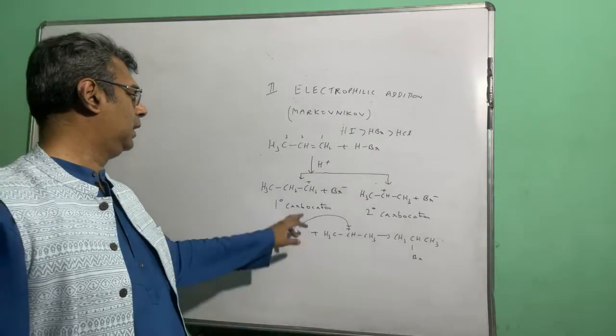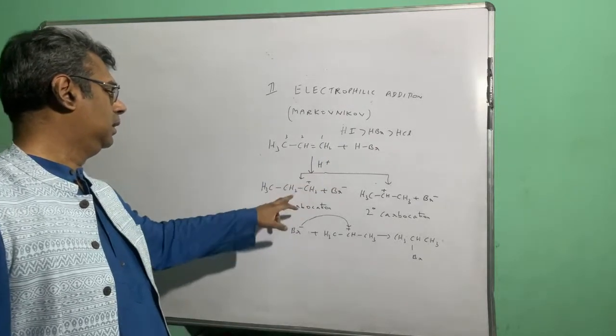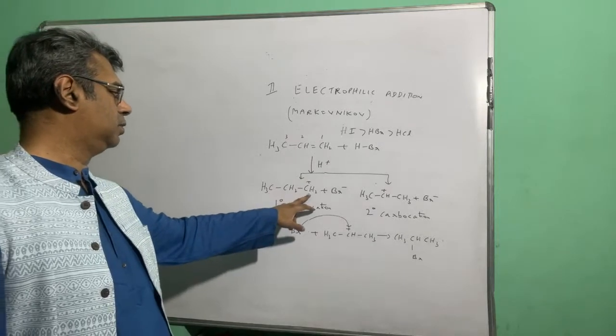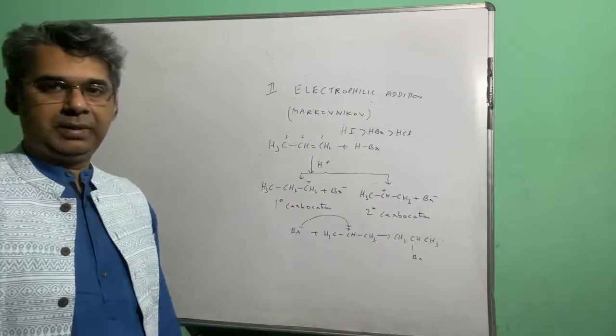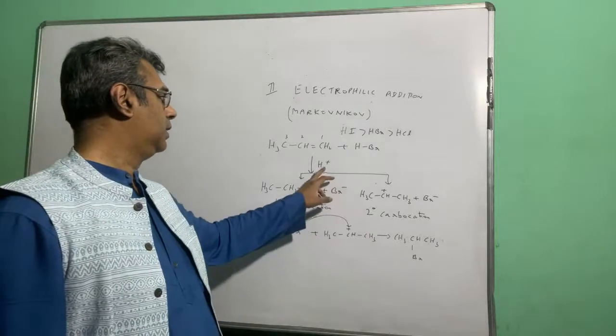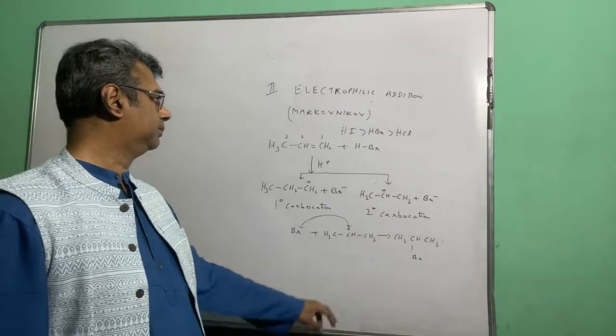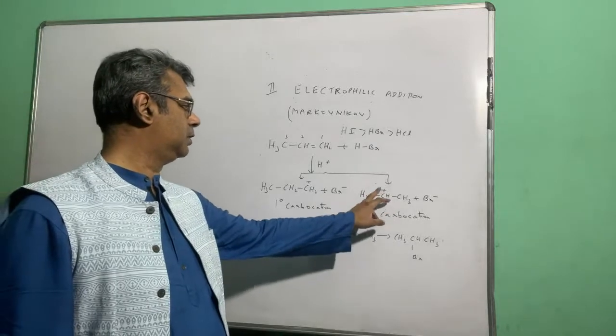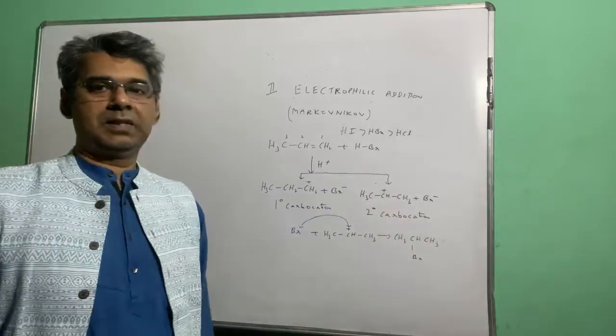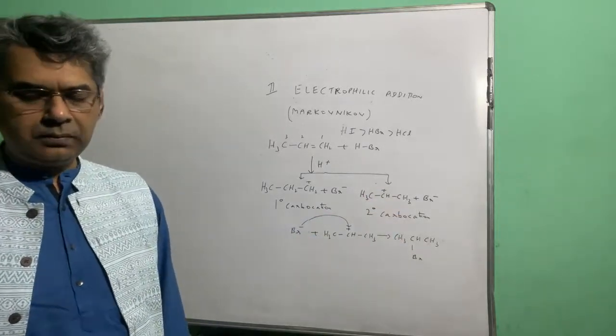If the electrophile attacks number 2 carbon, you will get CH3, CH2, CH2 plus, which is a primary carbocation. If the electrophile attacks number 1 carbon, then you will get CH3, CH plus CH3, which is a secondary carbocation.